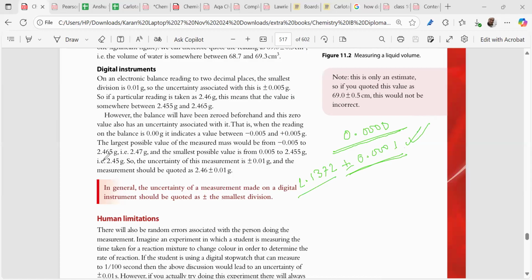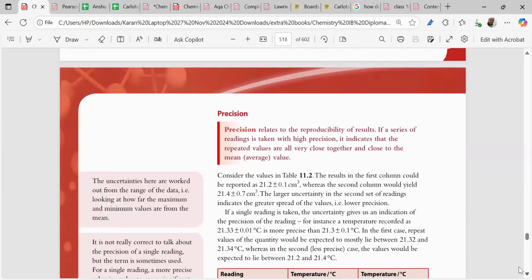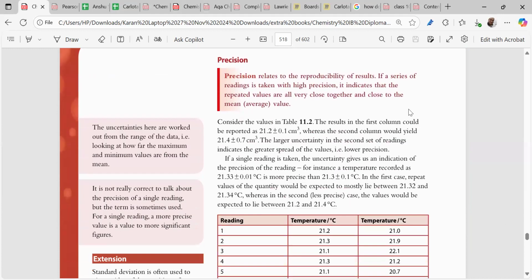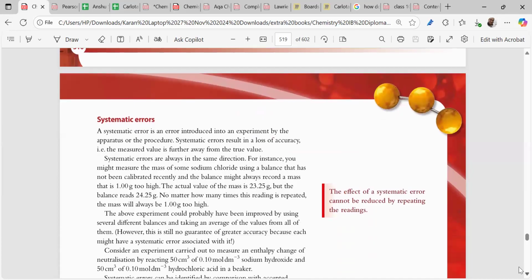So this is a very important information. Next bit is the word called precision. Precision is a very important part you have to master. Prior to going to precision, let's do the systematic uncertainty. So, what is systematic uncertainty or systematic error?